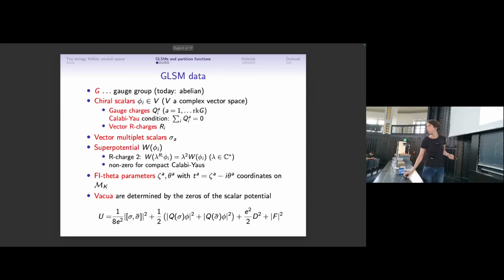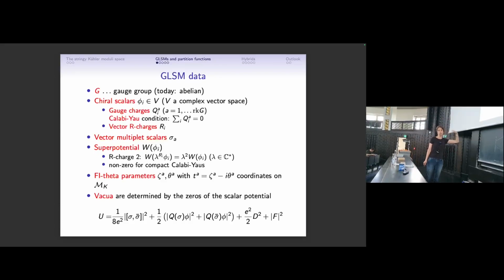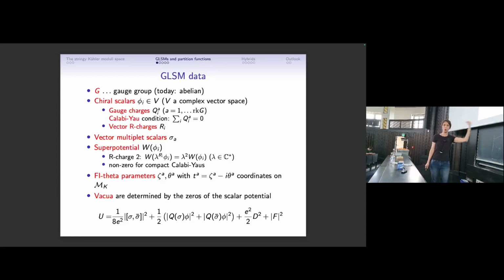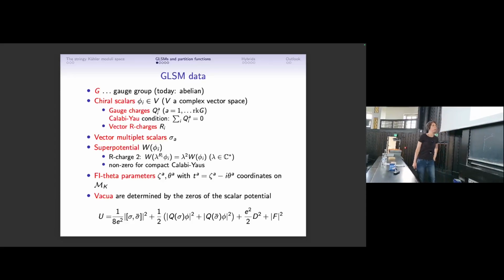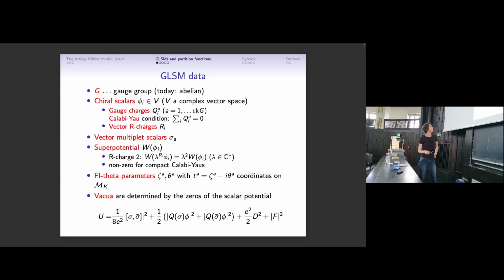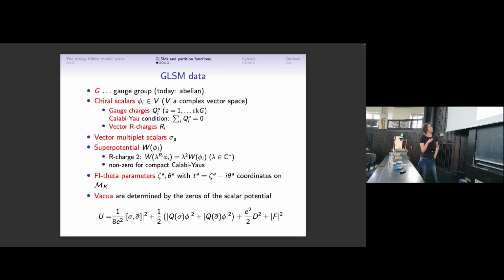So what I would like to do next is to introduce these quantities and the GLSMs a little bit more, and to see what we can get out of them. It's a gauge theory, so we'll need a gauge group, and even though I wouldn't have to make this restriction for today, I will have abelian gauge groups, but there's a lot of activity also going on for non-abelian GLSMs.